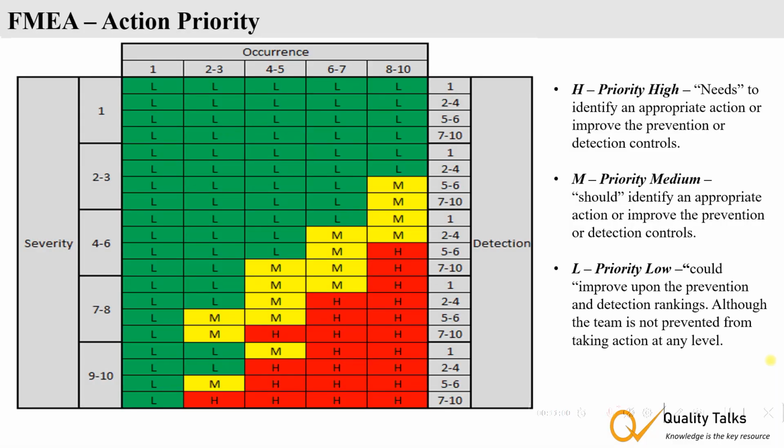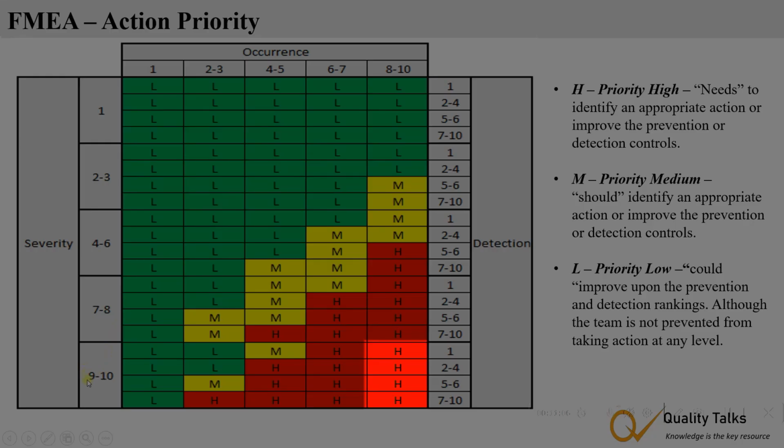Now, how to decide action priority? It's very simple. Let's take the case of severity 9 and 10. If your severity is 9 or 10 and your occurrence is 8 to 10, for any value of detection, your action priority is high. Similar is the case of occurrence value 6 to 7. But when it comes to severity 9 and 10, occurrence 4 or 5 and detection 1, then action priority is medium.